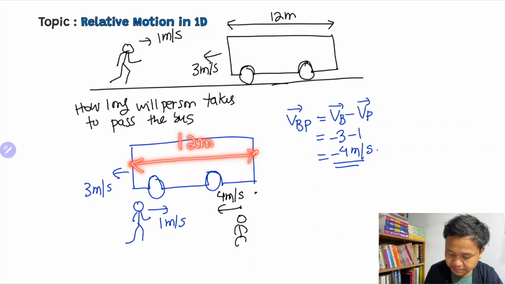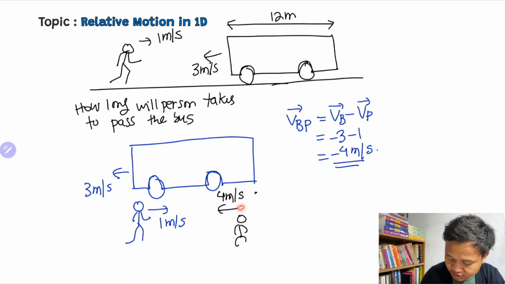So this is 12 meter. That means this bus has to travel 12 meter to pass through the person.